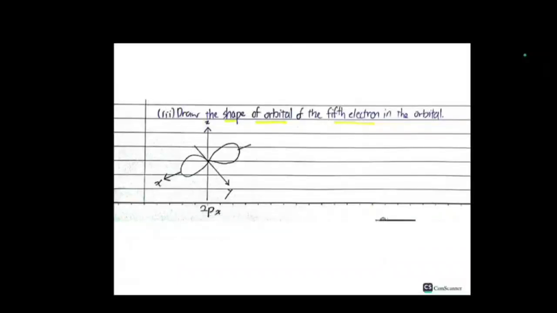atom's configuration is 1s2, 2s2, 2p6. So the first and second electrons are filled in the 1s orbital, the third and fourth electrons are filled in the 2s orbital, and then the fifth electron is filled in the 2p6.